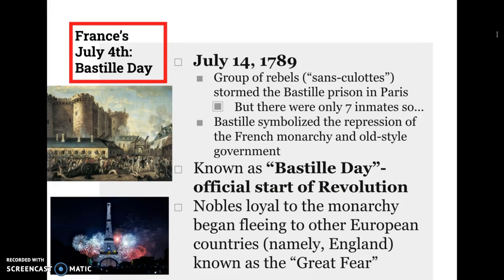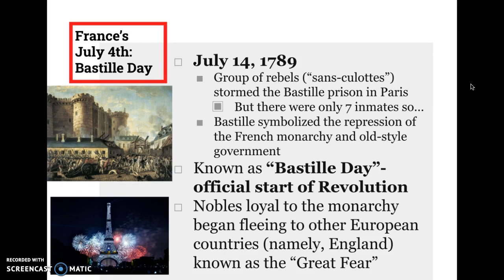Really, what kind of starts this off and what we know as the official start of the revolution was July 14th, 1789, also known as Bastille Day, which is today France's Independence Day. A group of rebels stormed the Bastille prison in France, as you can see in this image here. Low-key, there were only 7 inmates, so how much of a big deal it really was to break these people out of prison, meh. But the Bastille was the symbol of ancient old-style monarchy and repression, and so storming the Bastille was more symbolic than practical.